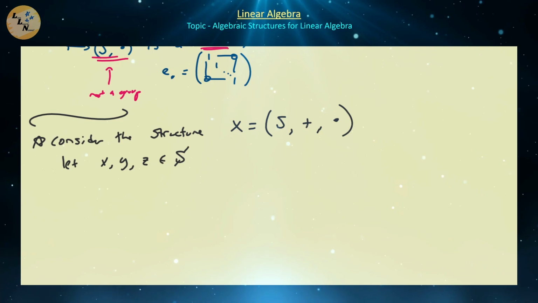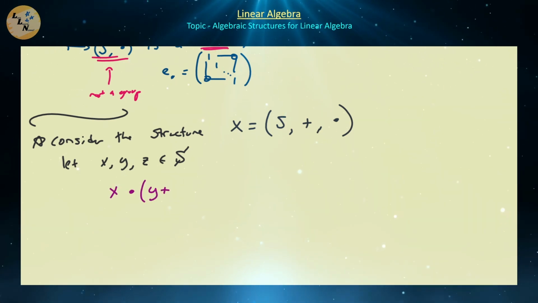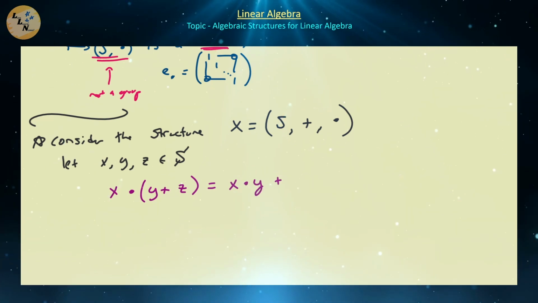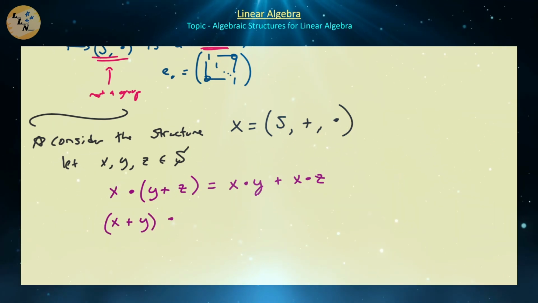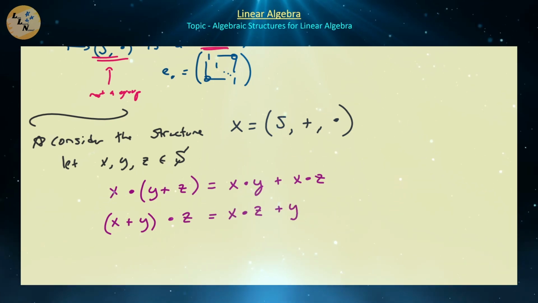So same structures, same set. There are two properties that we usually want to be obeyed when we have two binary operations, in particular how they interact with each other. In particular, x star (y plus z) should be equal to (x star y) plus (x star z), and (x plus y) star z should be equal to (x star z) plus (y star z).